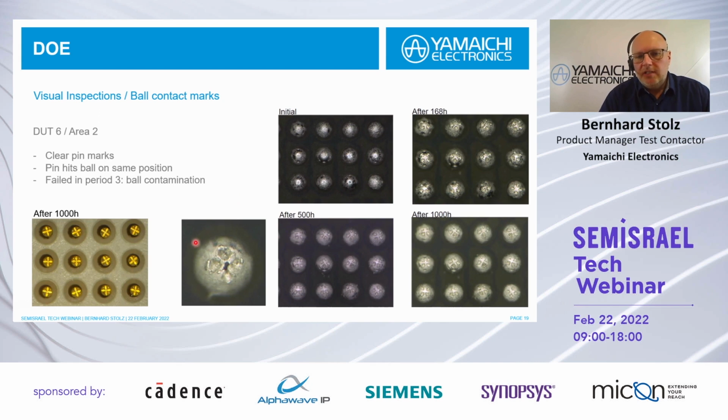What we have seen is that on one of the balls there's a kind of contamination. This could come from the readout. When we took the device out after 168 hours, 500 hours and 1,000 hours, of course we had to go under the microscope. It could happen that some contamination took place. The pin itself also looks quite nice. Of course there's contamination, but this is in a very normal way.